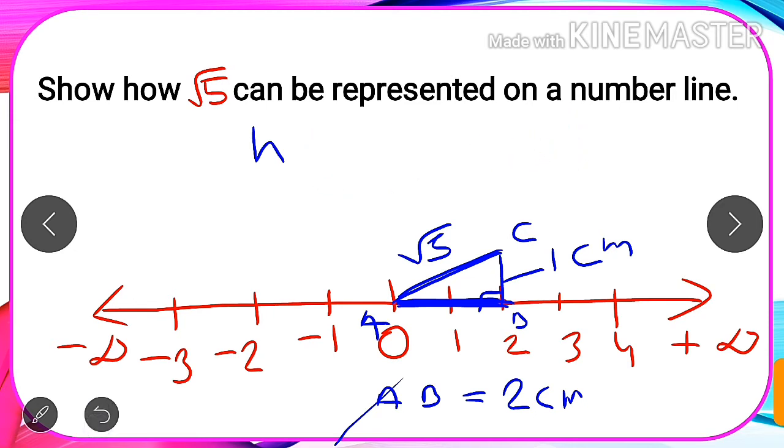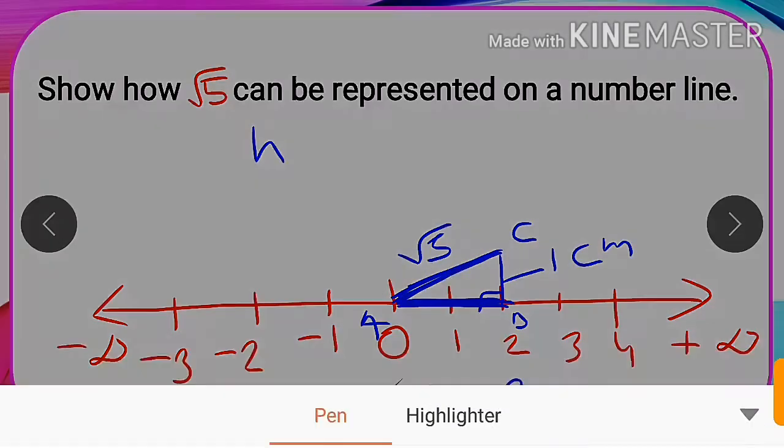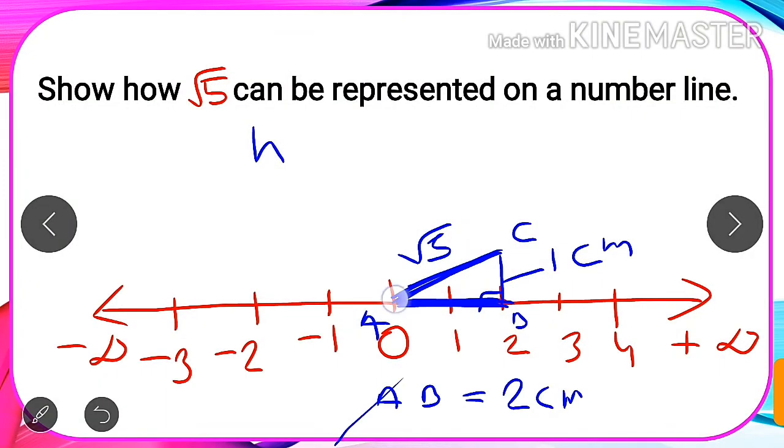So as we have got this one as root 5, but you can see that this is root 5, but this is not on the number line. Now we need to represent this length on the number line. For this, we will take the compass, point the compass here, and point the pencil at this particular point. We will take this length and draw an arc like this. After that, it will cut the number line at this particular point, which we will mark as D, and here AD will be root 5 centimeter.